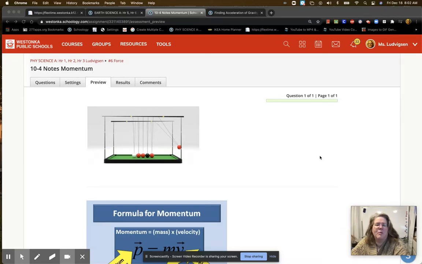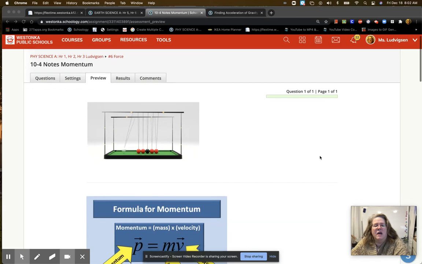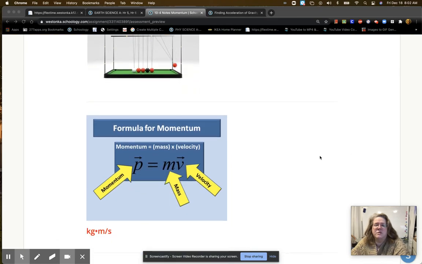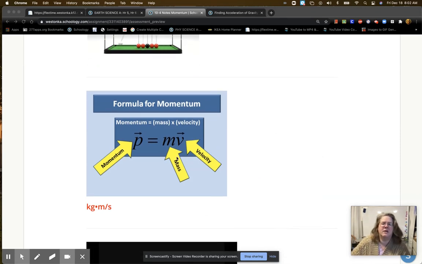All right, we're going to talk about momentum. And momentum is that transfer of energy. It includes two variables, mass and velocity. So the formula for momentum is P equals mass times velocity, where P stands for momentum because we can't use M, because M stands for mass. So I always think of it as momentum. And the unit is kilograms times meters per second.